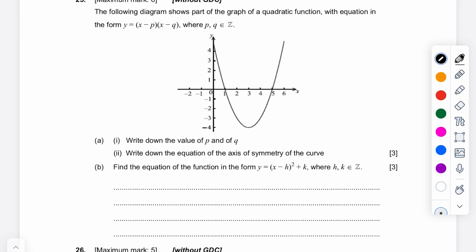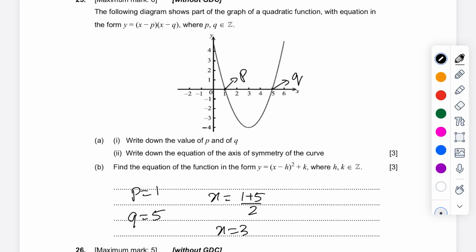Question number 25. The following diagram shows the graph of the quadratic equation y equals (x minus p) times (x minus q). p and q belong to the integers. So this is p and this is q. So p equals 1 and q equals 5. You can do it the other way around also: q equals 1 and p equals 5. Write down the equation of the axis of symmetry. The axis of symmetry will be in between them. So (1 plus 5) divided by 2, which is x equals 3, is going to be the axis of symmetry.